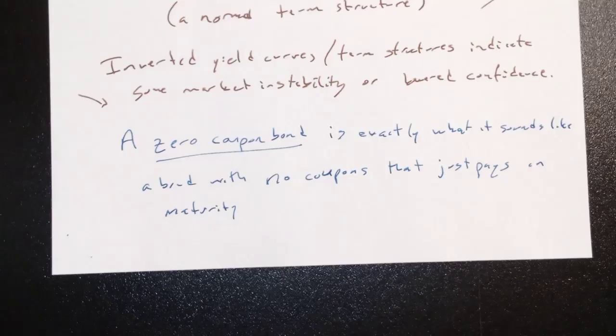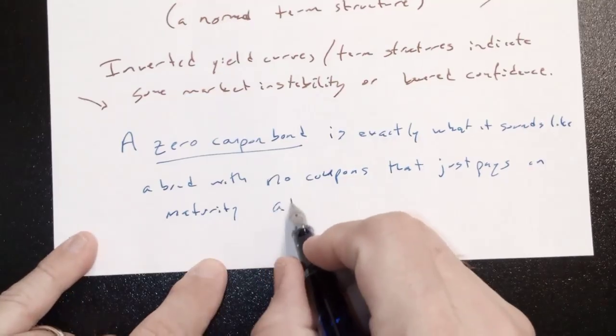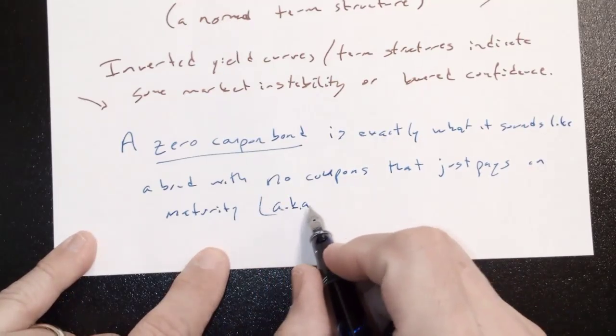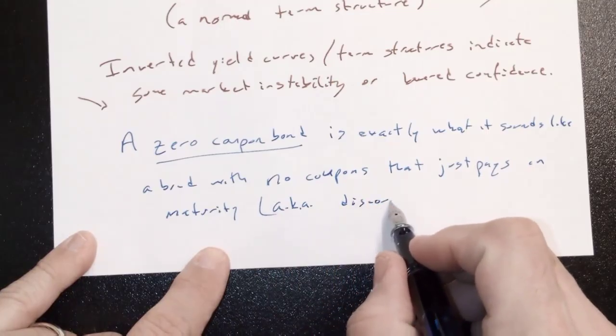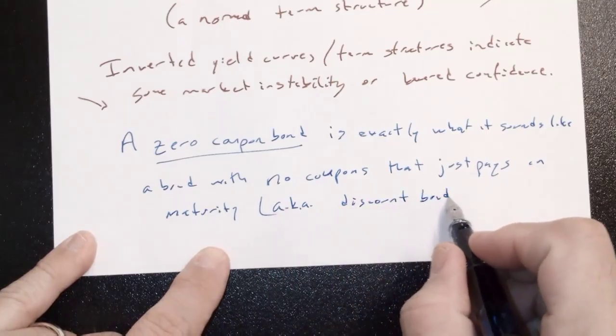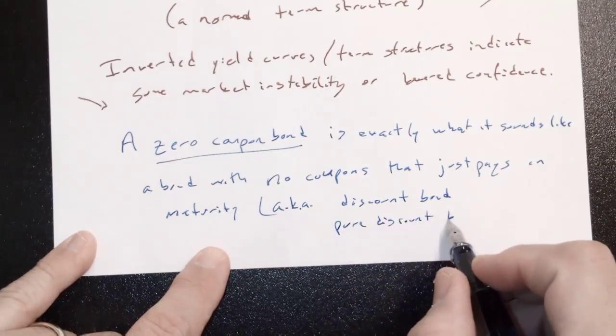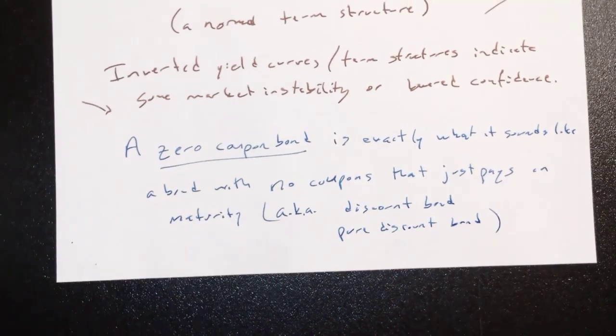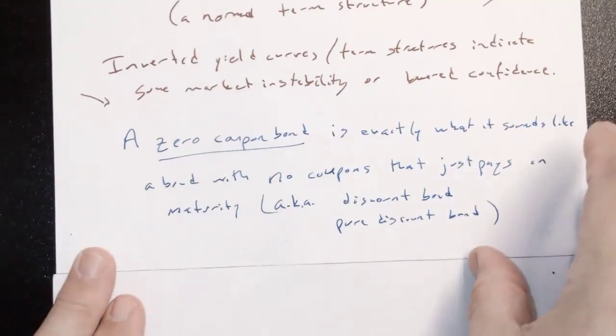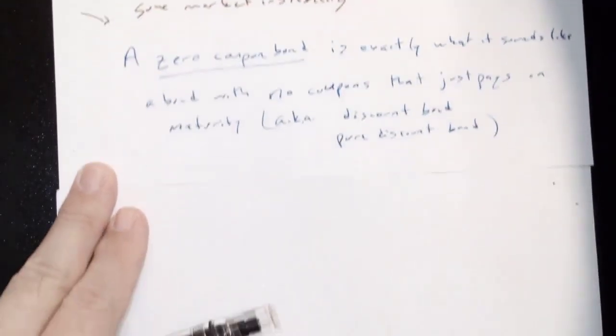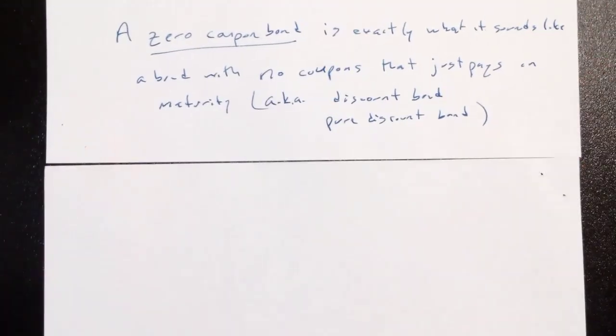These are also sometimes called discount bonds, also known as discount bond, sometimes pure discount bond. But I like calling them zero coupon bonds. That's a little more visibly understandable. And most treasury bills do this. They simply pay at maturity. There's no couponing in between.